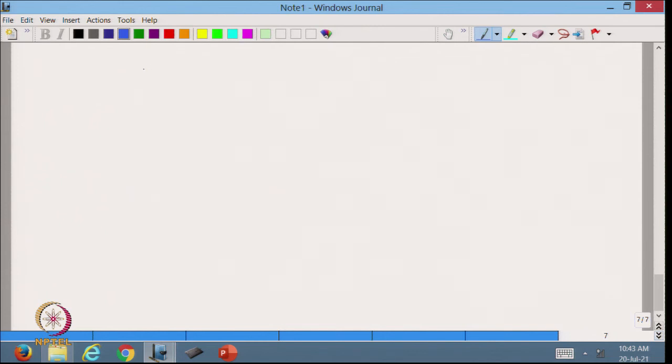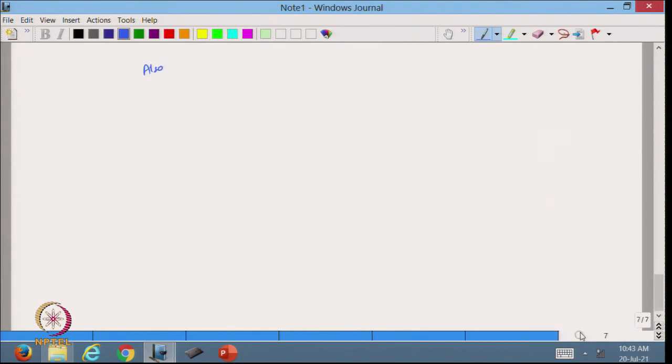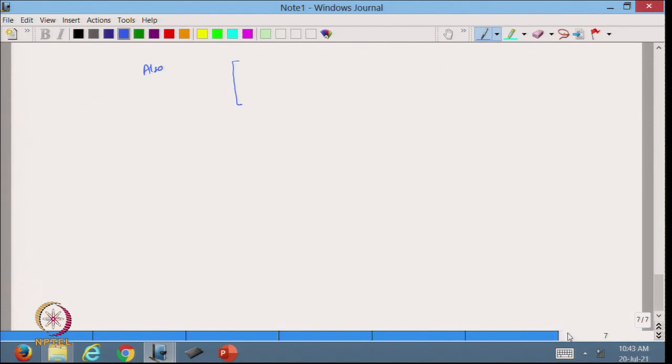Also, if you see from here, with these orthonormal vectors, what I am going to do is make a matrix made up of this basis. So, I take V1 as the first column, then V2 and V3. So, I write this matrix.